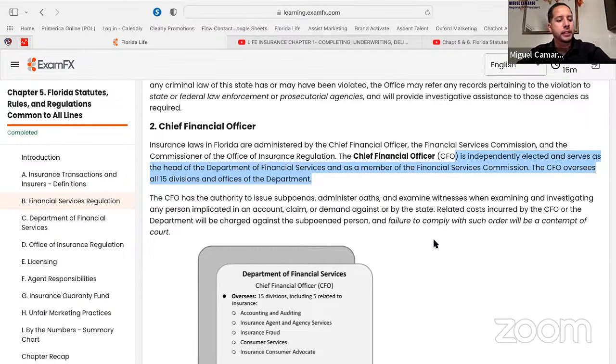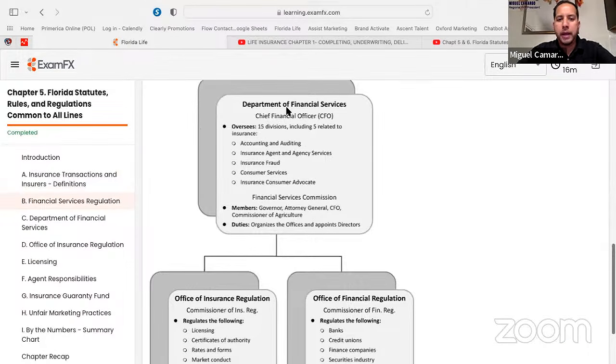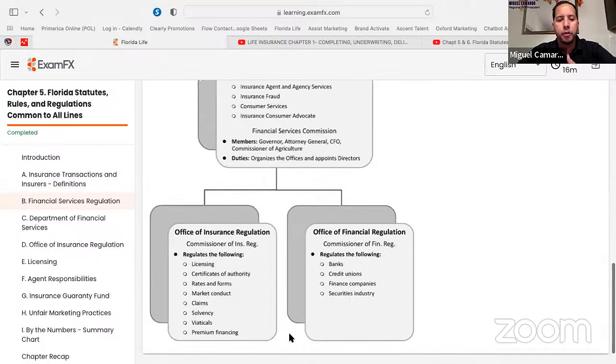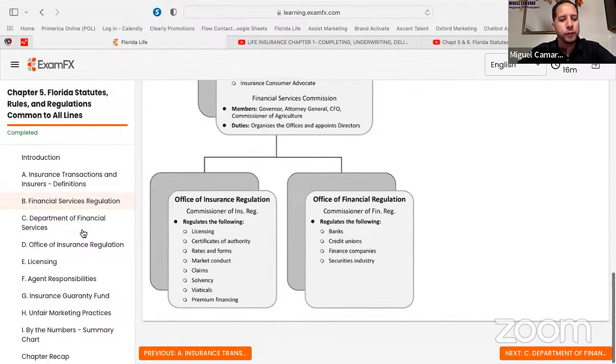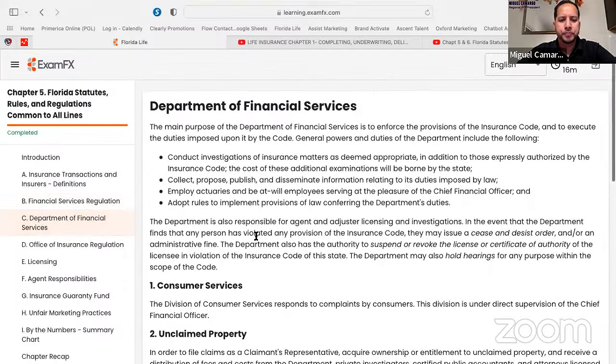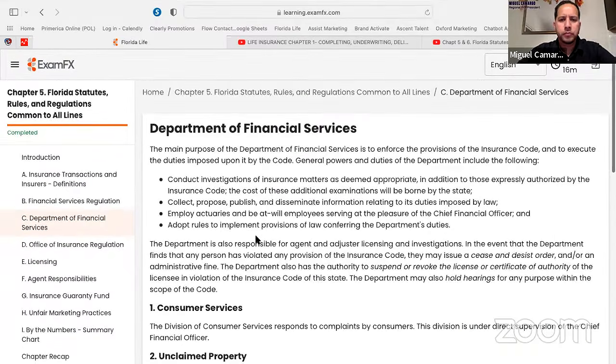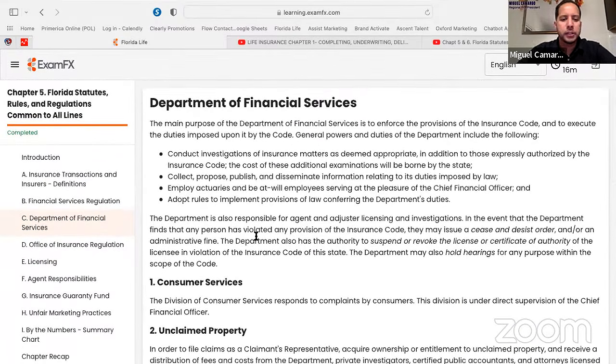You're not going to be tested in detail on every last one of these departments, but you need to have an idea of what each one does. So again, you can come back here and take a note of this. The more you read it, the simpler it is. The Department of Financial Services, let's go through here.